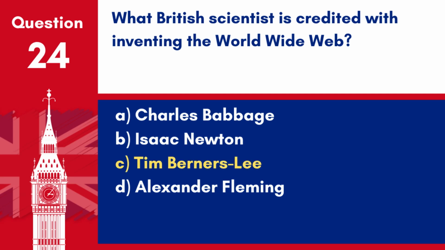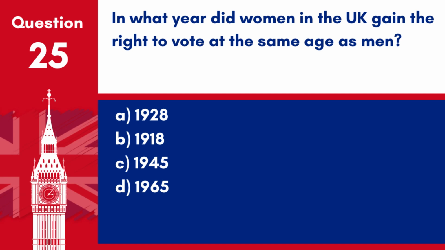Answer. C. Tim Berners-Lee. Tim Berners-Lee, a British scientist, invented the World Wide Web in 1989, significantly impacting how information is accessed and shared globally. Question 25. In what year did women in the UK gain the right to vote at the same age as men? A. 1928. B. 1918. C. 1945. D. 1965.